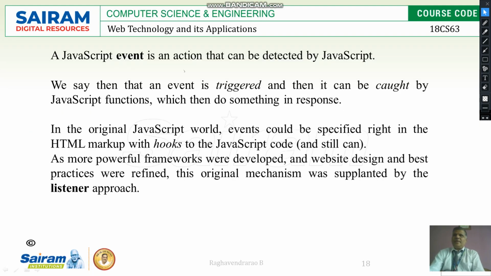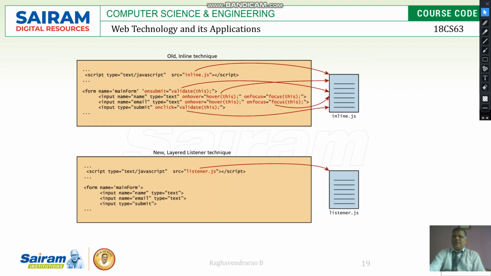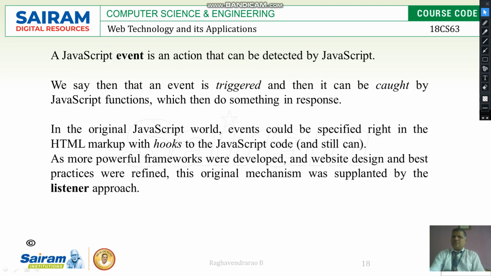An event is nothing but an action that is detected by JavaScript. It is triggered, then caught by the JavaScript functions, and based on that the response is produced. For example, say there is a click. If I click here and go to the next page, it is nothing but a mouse click event.